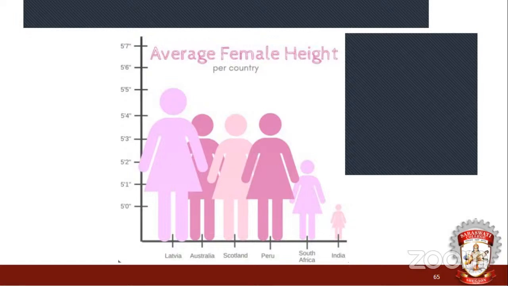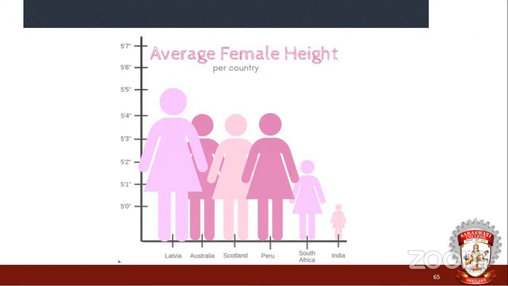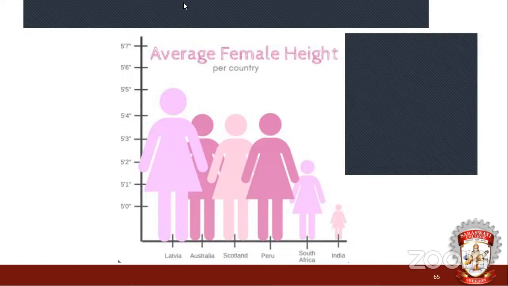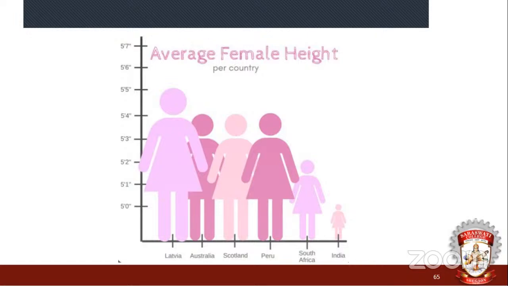If I say the Indians are like dwarfs compared to Latvian women, that's the kind of conclusion we can draw. Indian women are very short, right? But now I'll give another perspective of looking at it. Just compare: the height of Indian women is somewhere around 5 feet. The height of South African women is 5.2. Then Australian is 5.4. The difference is just a few inches.